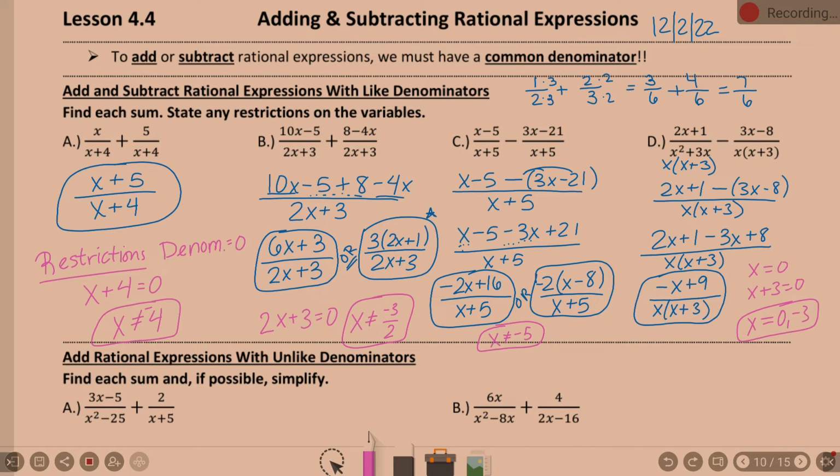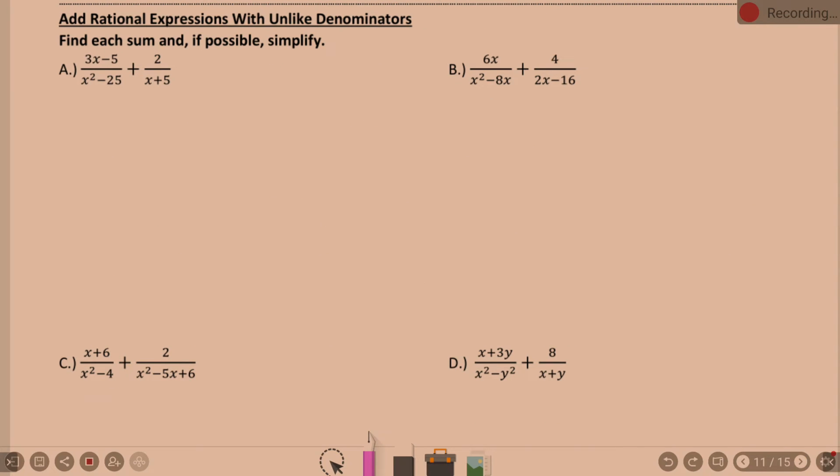Now, what do we have to work with? Getting a common denominator. Okay? So that is our next plan. As you look at A in the next section, 3x minus 5 over x squared minus 25 plus 2 over x plus 5. What do you notice? They don't have a common denominator, do they? Thus, we're in the section with unlike denominators.